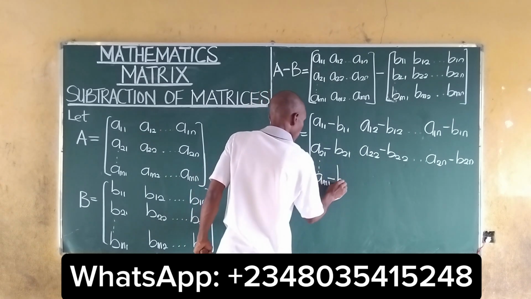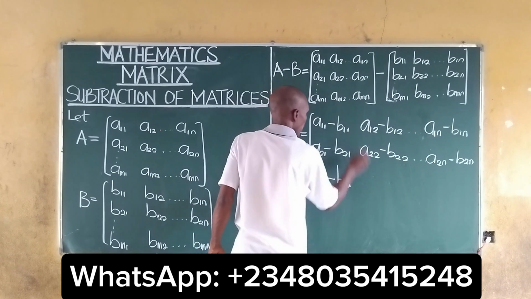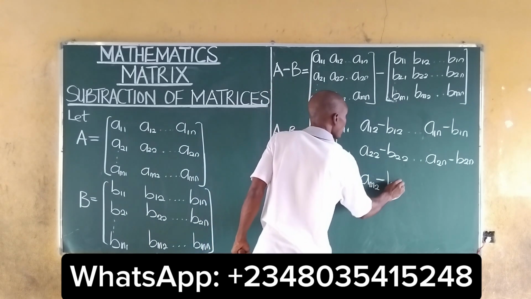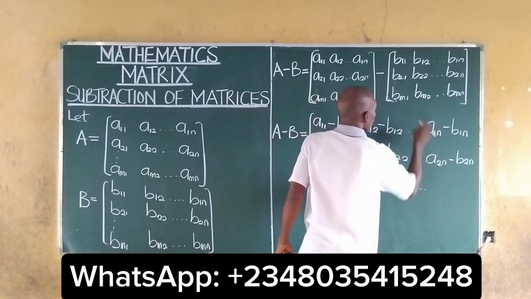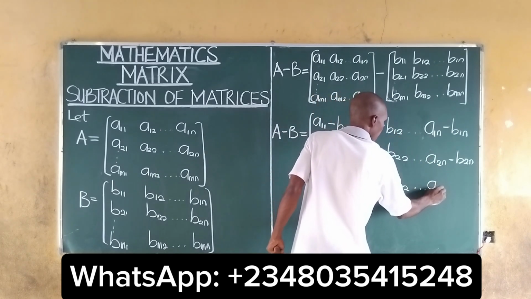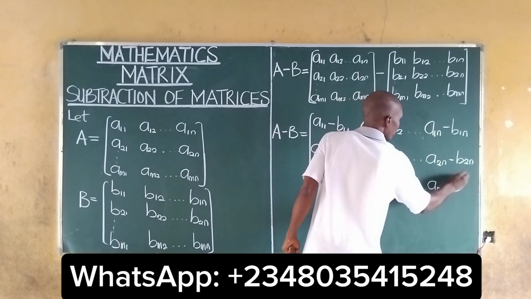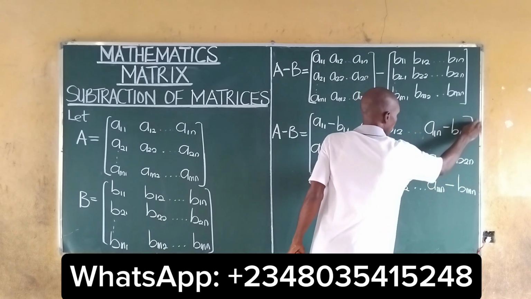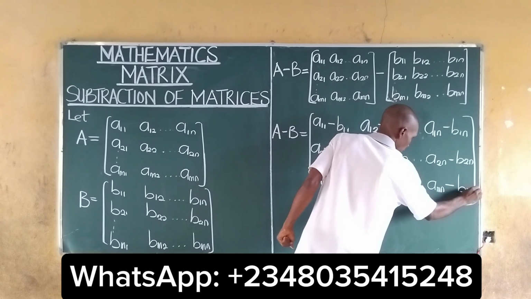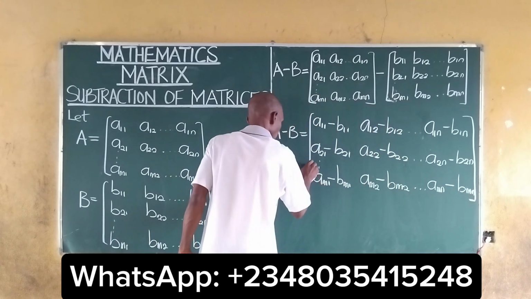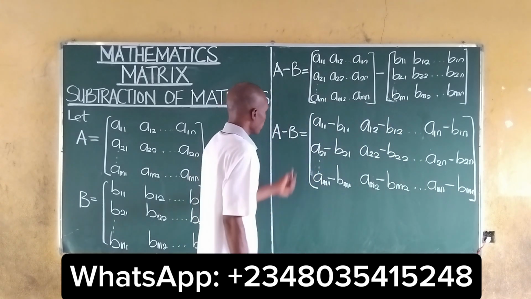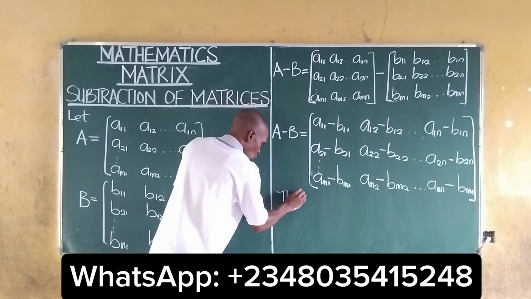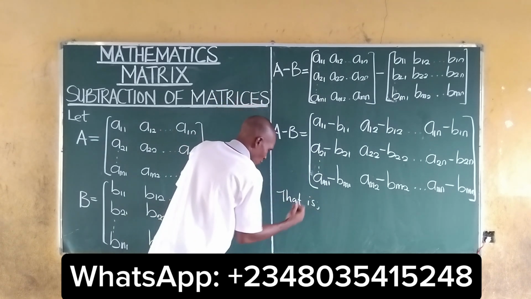minus BM1. Here, AM2 minus BM2 and AMN minus BMN. So this is it.